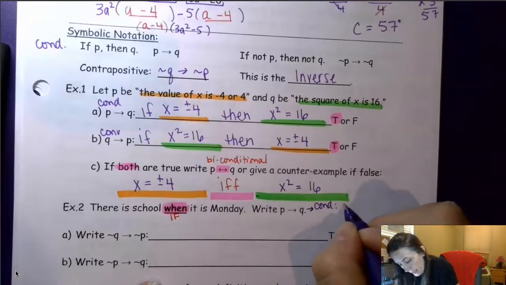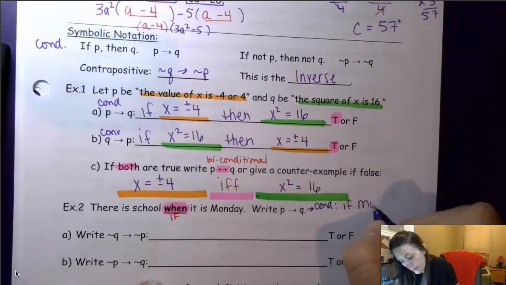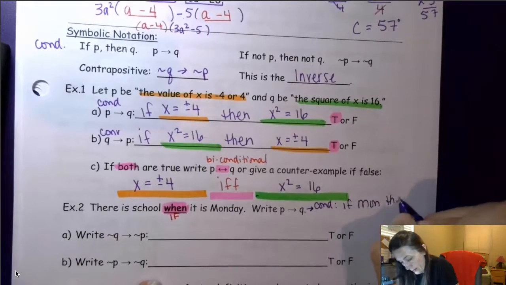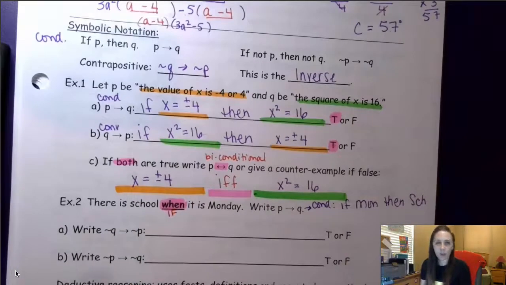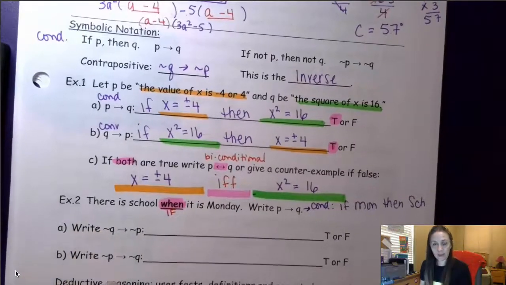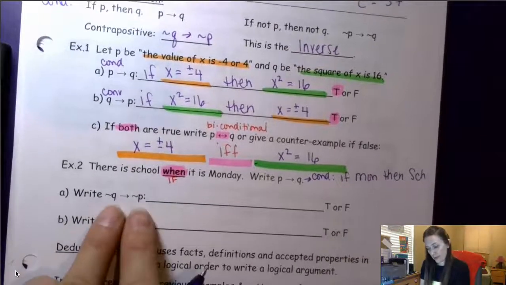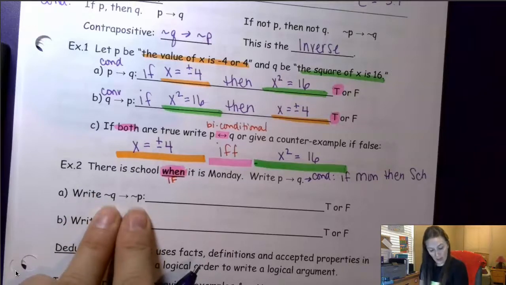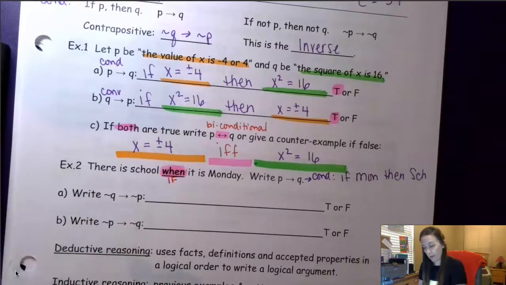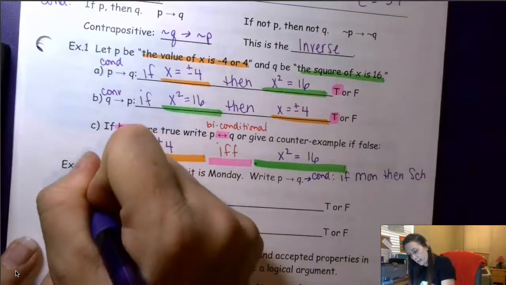is going to be if it is Monday, then there is school. And again, I'm abbreviating, I don't have a lot of space. Okay, so we want to write these conditional statements. What is this one? If it's not Q, then not P. That was flipped and negated. This one would be our contrapositive.